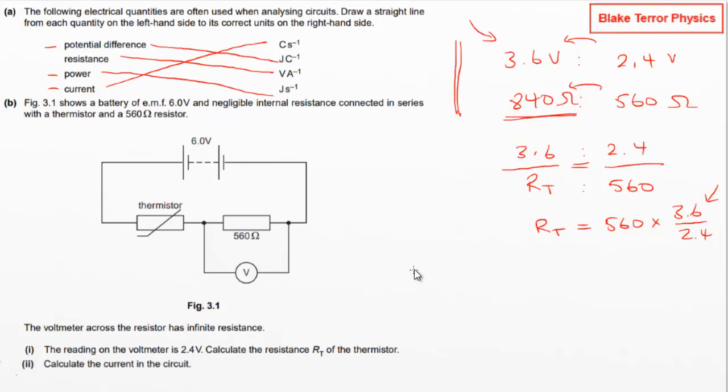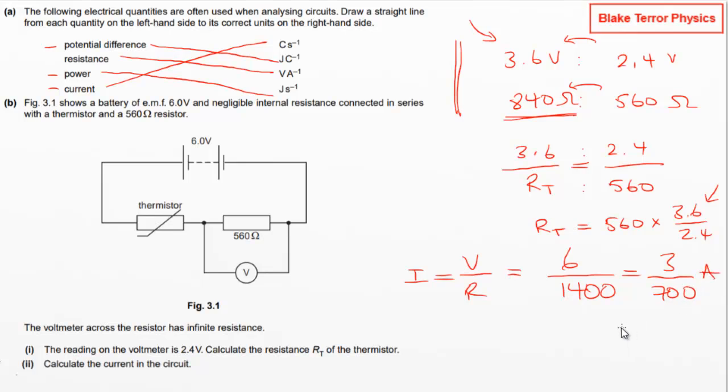Calculate the current in the circuit. Right, the current is the voltage divided by the resistance. So our total voltage is 6. Our total resistance is 560 plus 840, which is 1400. So we got 3 over 700. We should probably just leave it like that.